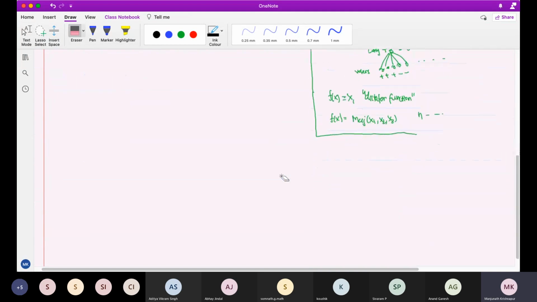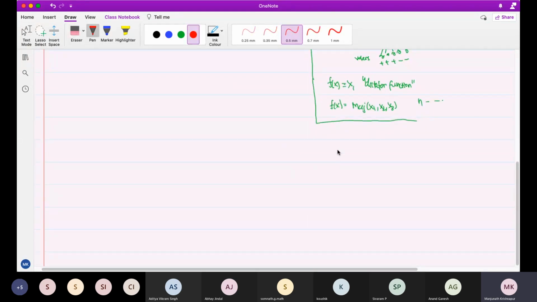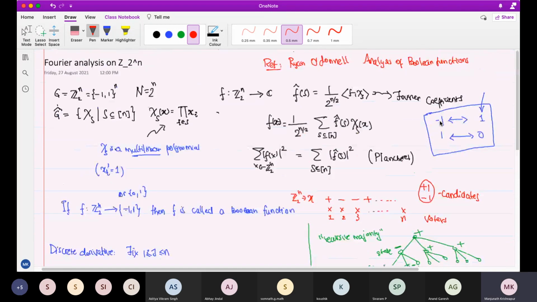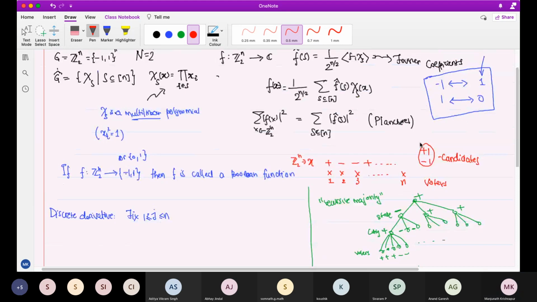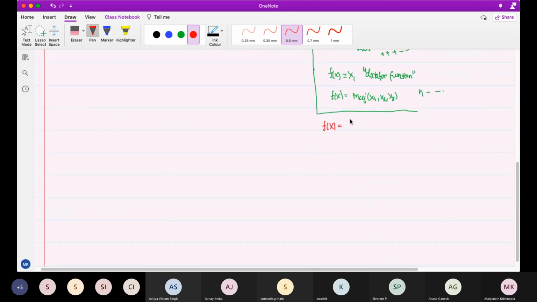Yeah, definitely. For example, okay. Maybe since you asked this, let's take f of x. I want it to be, let's say, the AND function. I want it to be 1 if all xi's are 1 and -1 otherwise. So this is the AND function. Just transfer to 1 and -1.